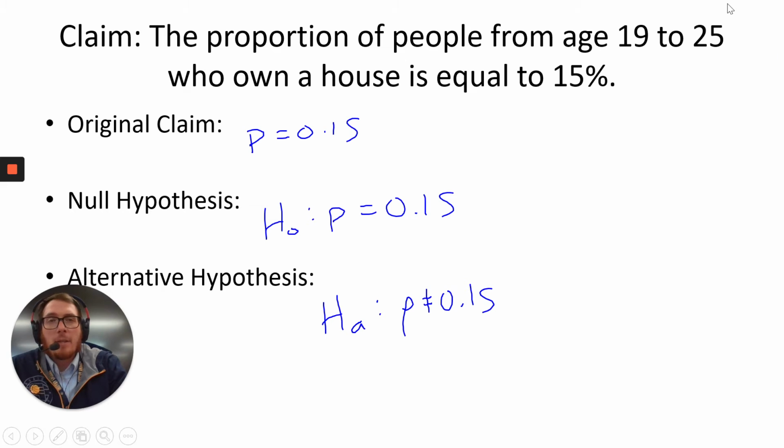All right, so the claim here is that the proportion of people from age 19 to 25 who own a house is equal to 15%. My claim is something about 15%. My null hypothesis is always equal to, so p equals 0.15. The alternative, if I just want to show it's not equal to 15%, is not equal to. So my alternative hypothesis would be p does not equal 15%. And again, this will come more naturally as we keep looking at more questions. We're just getting a start with some of these ideas in section 2 of chapter 8.